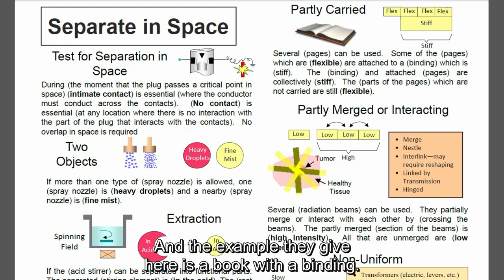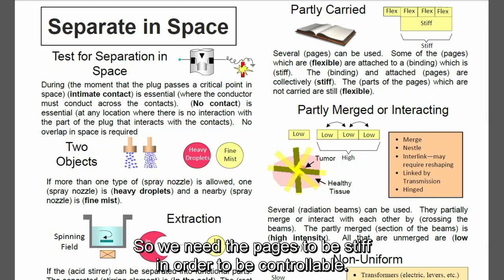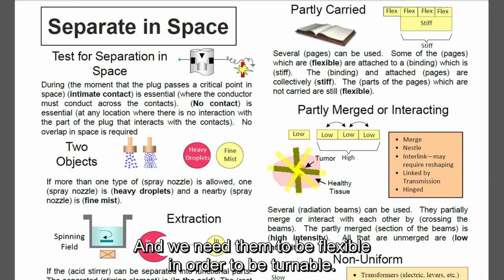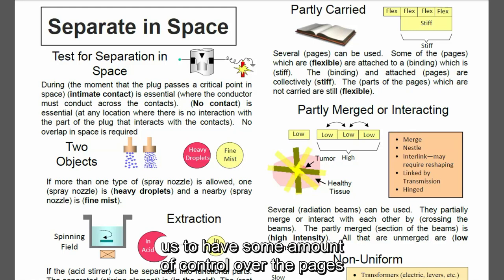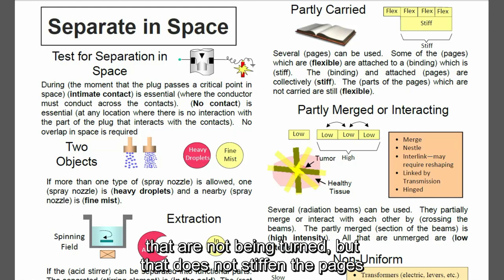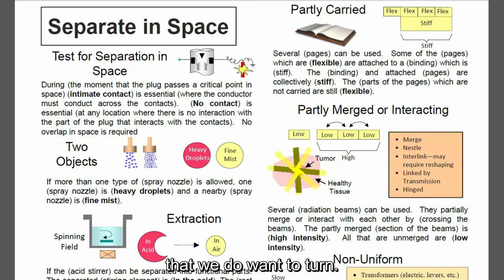And the example they give here is a book with a binding. So we need the pages to be stiff in order to be controllable, and we need them to be flexible in order to be turnable. And so we have a binding which allows us to have some amount of control over the pages that are not being turned, but that does not stiffen the pages that we do want to turn.